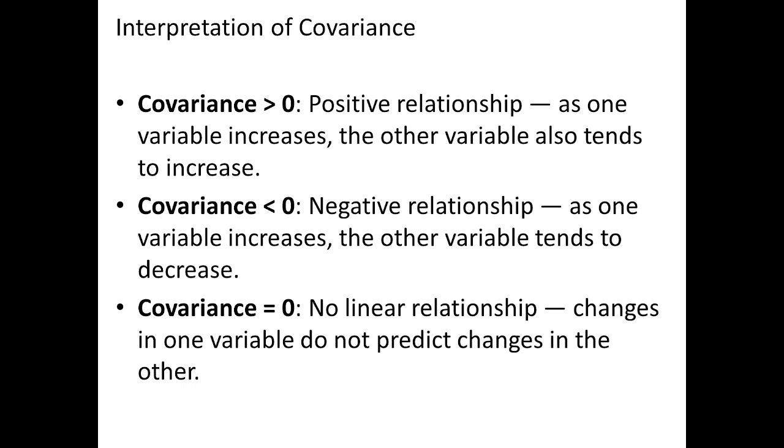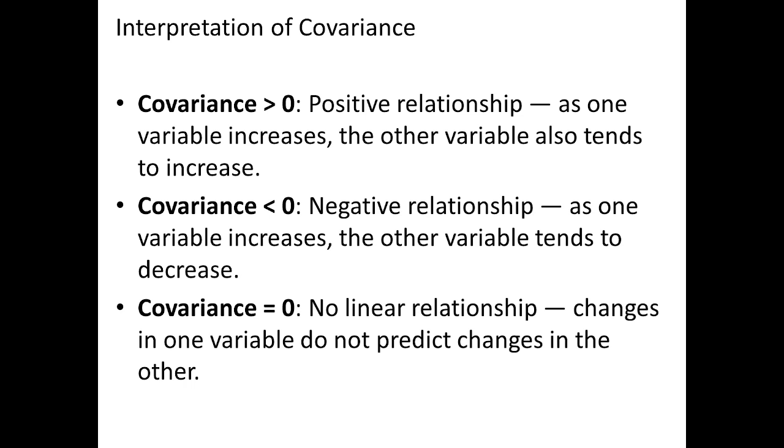But if covariance is less than 0, that's a negative relationship. As one of the variables increases, the other variable tends to decrease. I'll give you an example, maybe exercise and weight. Or maybe I should give it as homework: do a data set on the hours of exercise and weight. What will happen is that as the hours of exercise increase, the weight will tend to decrease. That is a negative relationship.